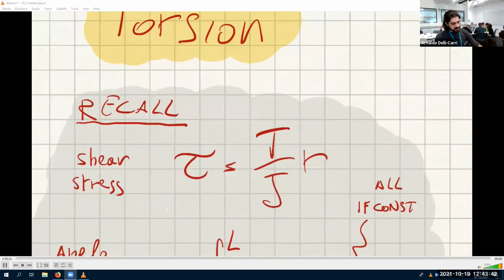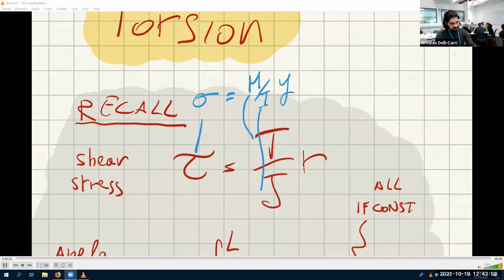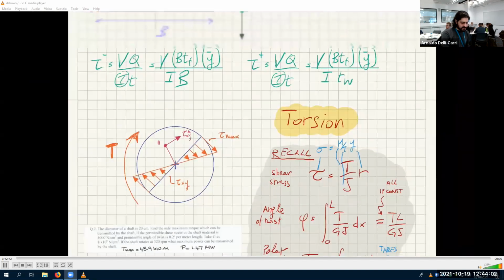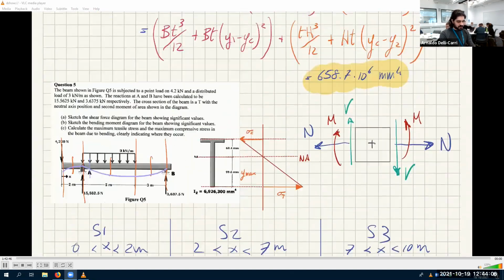If I write the equation for the bending stress, sigma is M over I times y. Is it exactly the same thing? It is exactly the same thing. M is T, I is J, and y is r. And so in fact, they have the same distribution. It's a linear distribution exactly as it was for the bending stress.